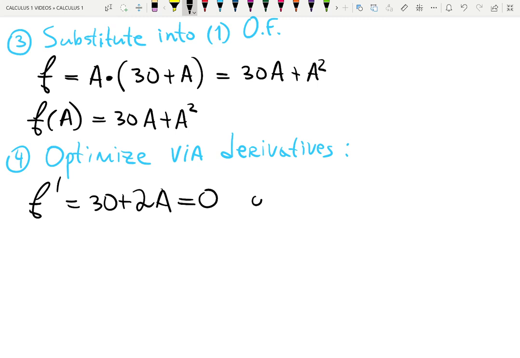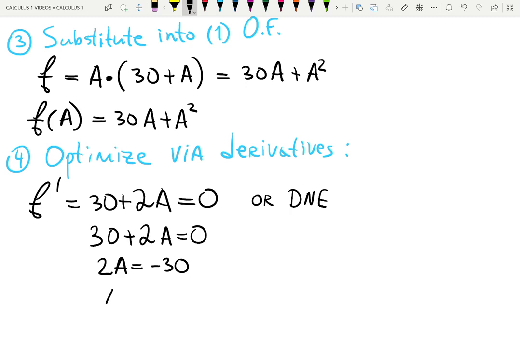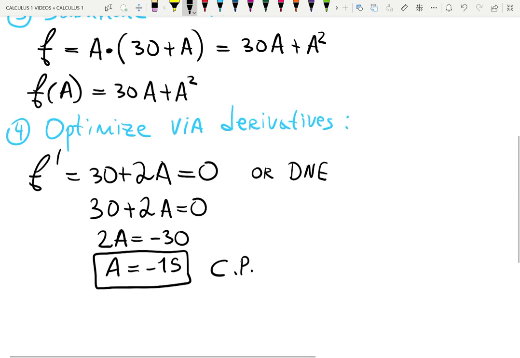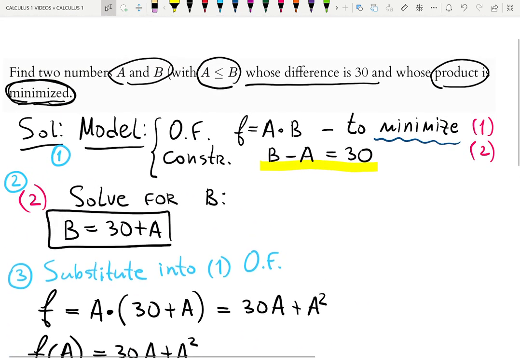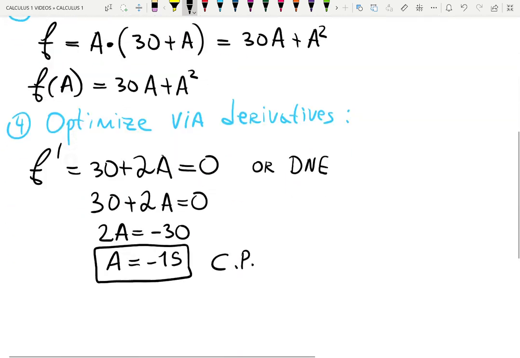Critical points are coming from zeros or DNE points, but it's a line, so there are no DNE points here. We want to find for which a we will have 0 when it is 30 plus 2a. 2a is negative 30, a is negative 15. This is a critical point if it's in the domain. Well, it is in the domain here. It was never stated that a and b should be positive, for example, and there are no restrictions except the difference should be 30.